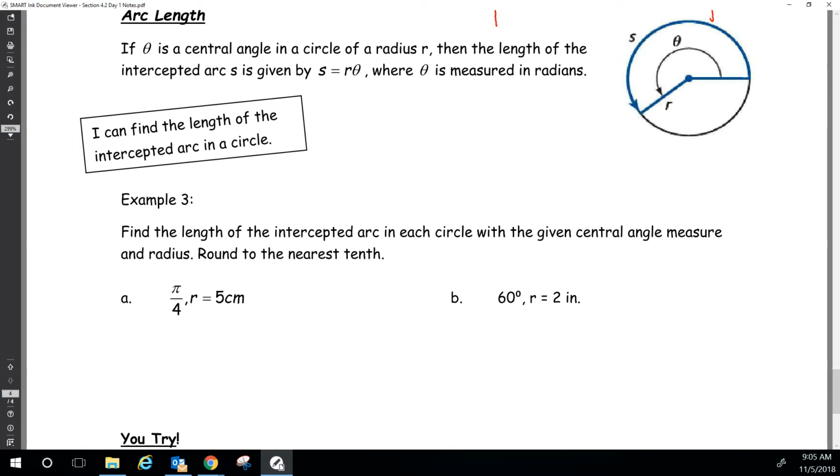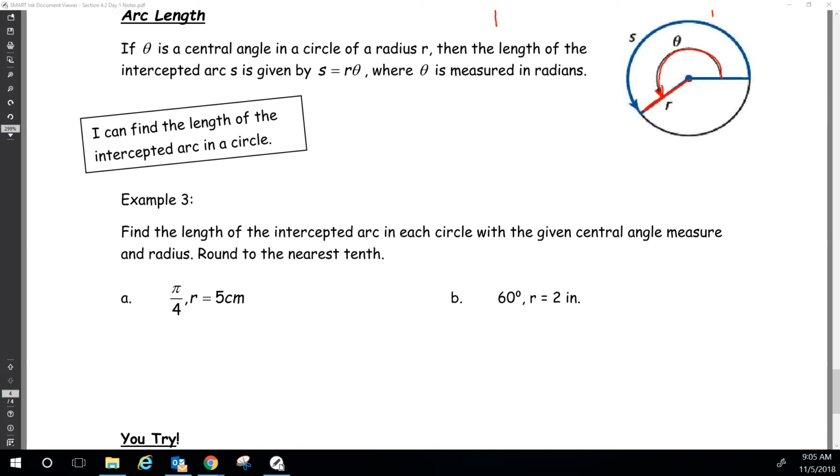So if I want to find the length of the arc that this angle makes in a circle of radius r, then the length of the intercepted arc s is given by s is equal to r times theta, where theta is measured in radians. So if this is my angle theta, and my circle is radius r, and I want to find my arc length, it would be on the circle, this measure here, that's my s, and it's going to be the radius measure times the angle measure.